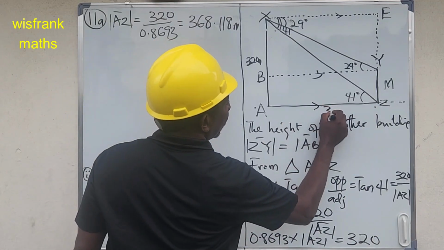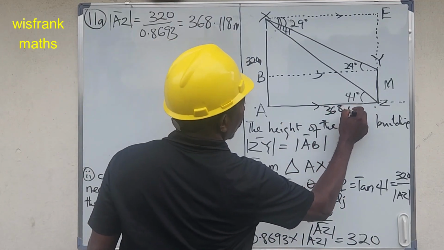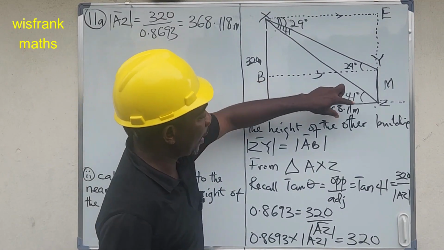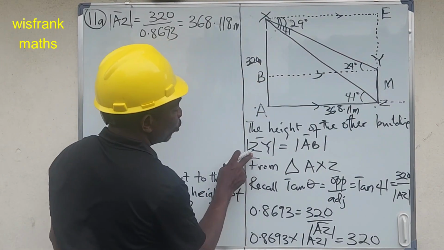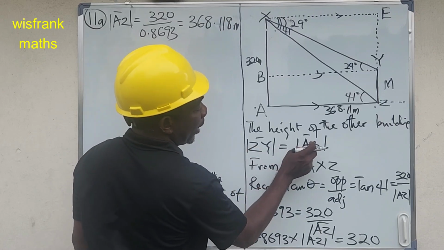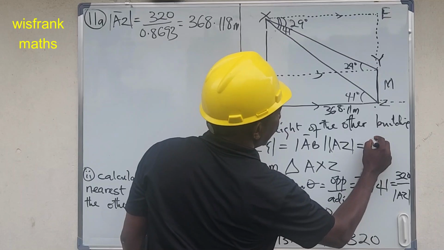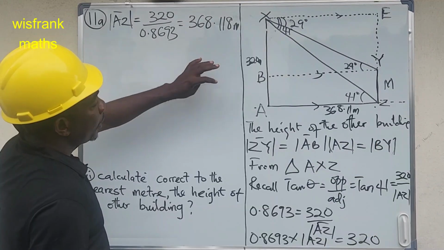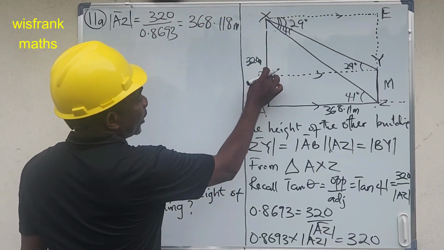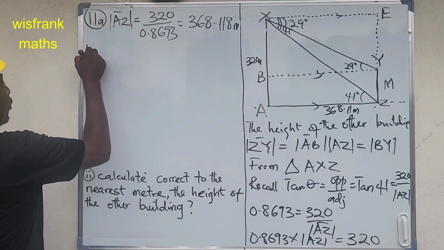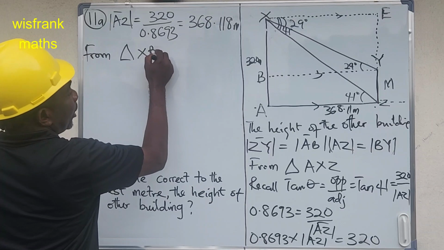Which is 368.11 meters. And if you look at this point, this is a rectangle. This length is the same as this length, as we have ZY equals AB. Therefore, line AZ is equal to line BY. The next one we are going to look for is the length BX. So we take the second triangle, triangle XBY.